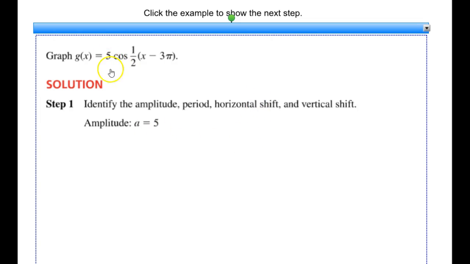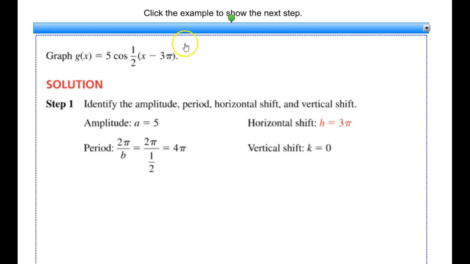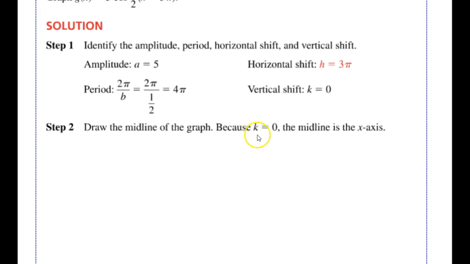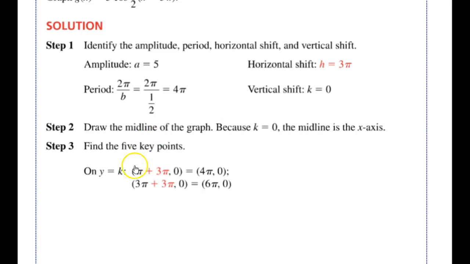The amplitude is the value of a, which is 5. The period is 2 pi divided by b, which gives me 4 pi. The horizontal shift is 3 pi, and I don't have a vertical shift here because there's no k value out back here. So now I next have to draw the midline. When k is 0, the midline is going to be my x-axis. So then I find my 5 points.